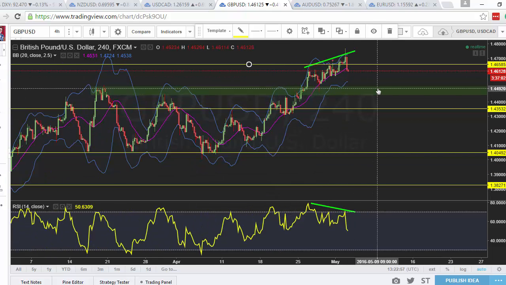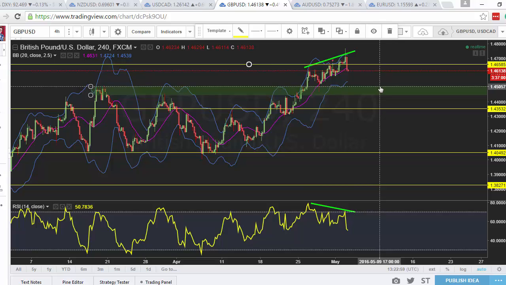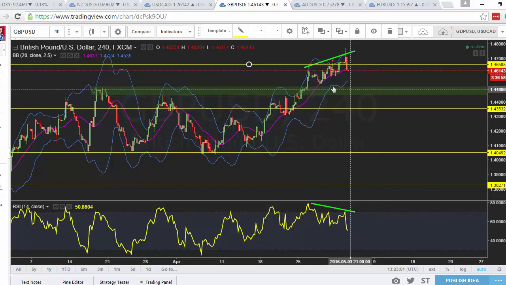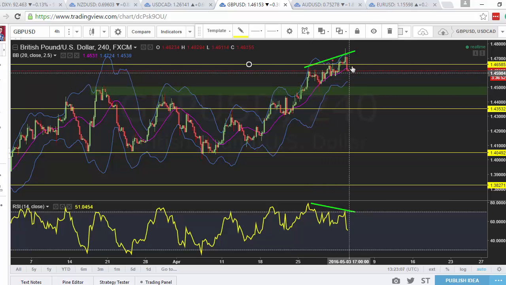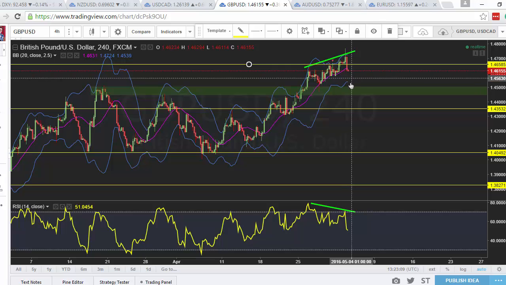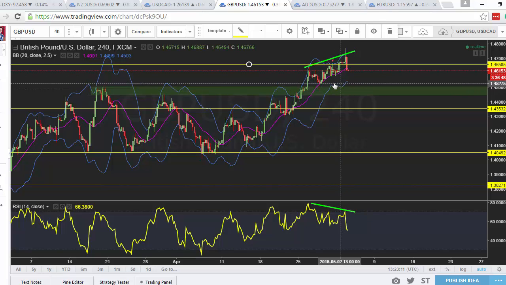To the downside, the first problem area I see is 145. We have seen some support previously, but I think the markets are now much more ready to move lower if we can stay in the bearishness and keep up the bullishness on the US dollar index.